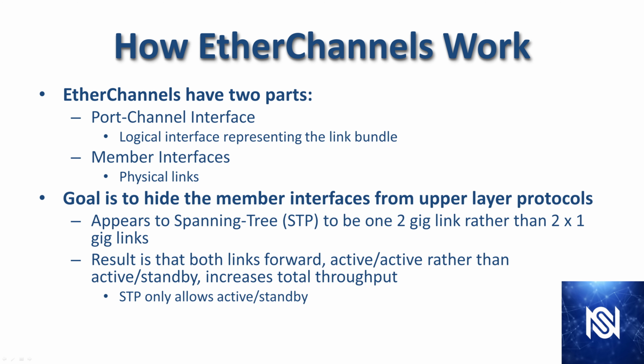Now a little bit on how Etherchannels work. So Etherchannels have two parts. There's both a port channel interface and the member interfaces. And the port channel interface is a logical interface representing the link bundle, and the member interfaces are the physical links themselves. And the goal of Etherchannel is to hide the member interfaces from the upper layer protocols. And from the perspective of spanning tree, it's going to appear to be one 2 gig link rather than two 1 gig links. And the end result is that both links are going to forward active rather than active standby. And this is going to increase total throughput.